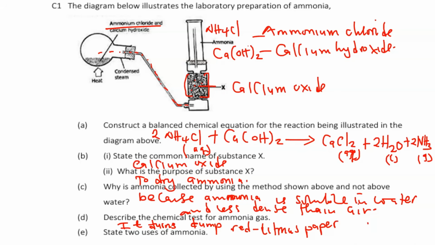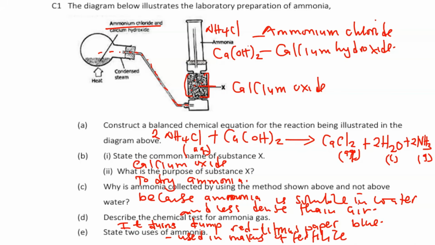Damp red litmus paper turns blue, please, blue. So it turns damp red litmus paper blue. Then state 2 uses of ammonia. What are the uses of ammonia? So it is used in making of what? Used in making of fertilizer.